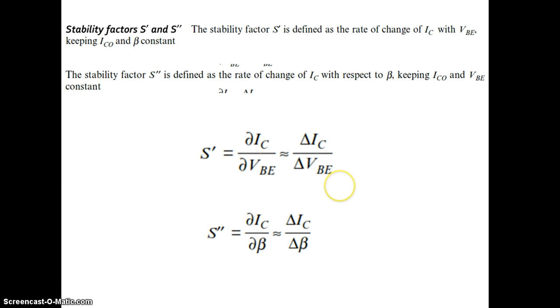Then we discuss the stability factor. What is defined by stability factor? Stability factor is defined as the rate of change of collector current with a parameter. Three parameters vary with temperature: VBE, ICO and beta. The stability factor is defined as the rate of change of IC with any one of the parameters, keeping the other parameters constant.